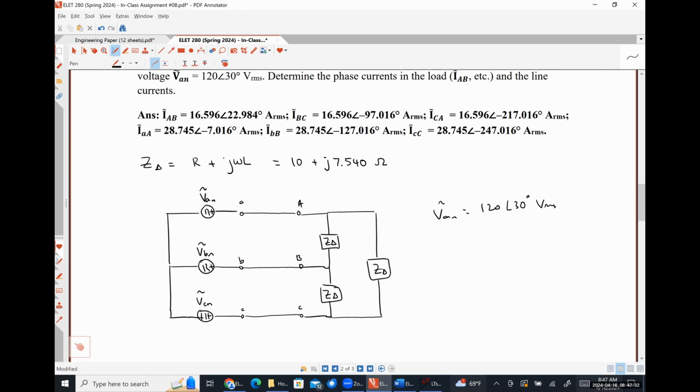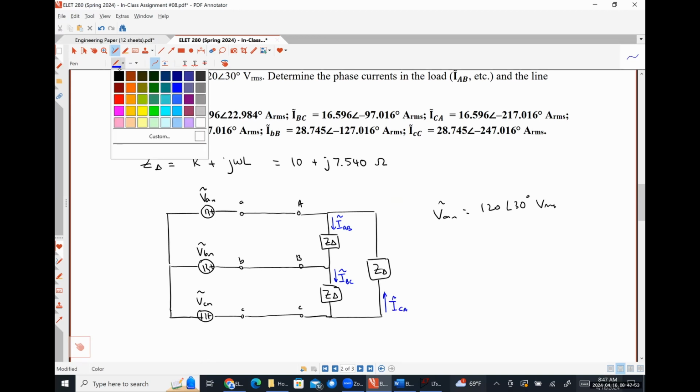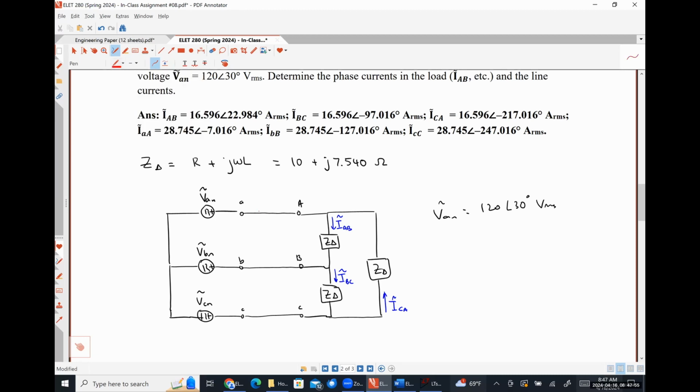What we are trying to find are the phase currents in our load. So that would be this current IAB, this current IBC, and this current ICA, as well as the line currents. So that would be IAA, IBB, and ICC.